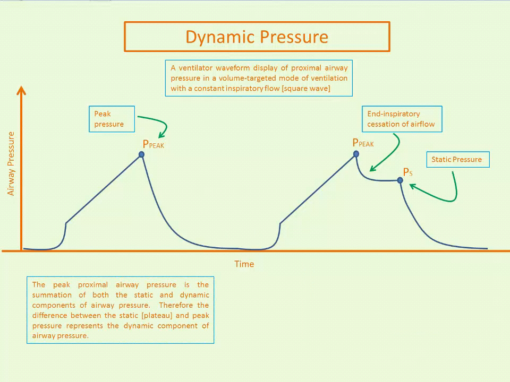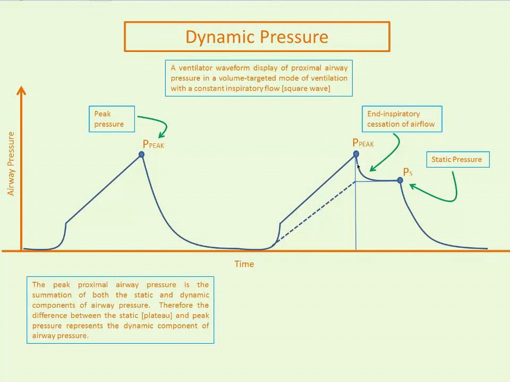We talked a little bit about this a few slides ago. The peak proximal airway pressure is the summation, again, a summation of both the static and dynamic components of airway pressure. Therefore, this is pressure, so the distance between these two when you do an end inspiratory hold, the distance between the peak and the plateau, is actually a measure of airways resistance.